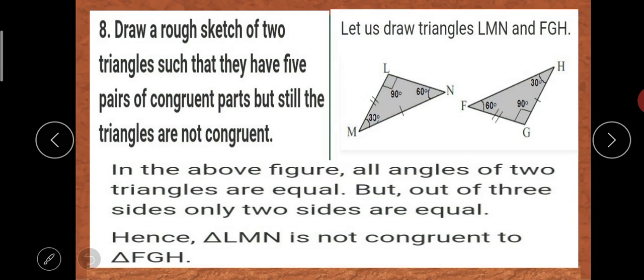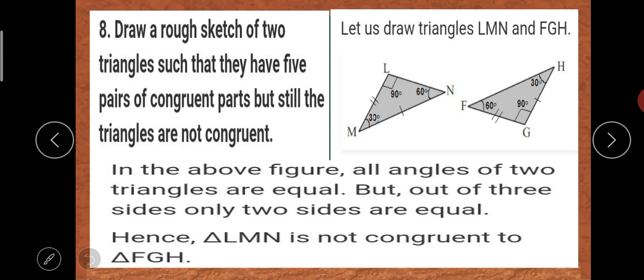Now see the 8th question. Draw a rough sketch of two triangles such that they have 5 pairs of congruent parts, but still the triangles are not congruent. So here in the figure just see LMN and FGH. Which 5 parts are congruent? Let's see here. In the above figure, what is given? All angles of the two triangles are equal, but out of 3 sides only 2 sides are equal. Let's see which ones.